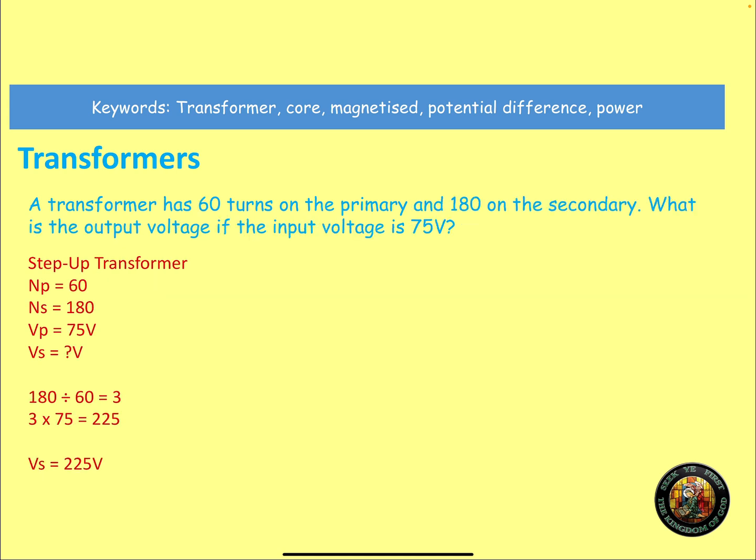Second one, number 2, a transformer has 60 turns on the primary and 180 turns on the secondary. What is the output voltage if the input voltage is 75? So again, the primary 60 turns, secondary 180 turns. The primary voltage is 75 volts. The secondary voltage is what you have to find out. So rearranging the equation, you'll get 225 volts.